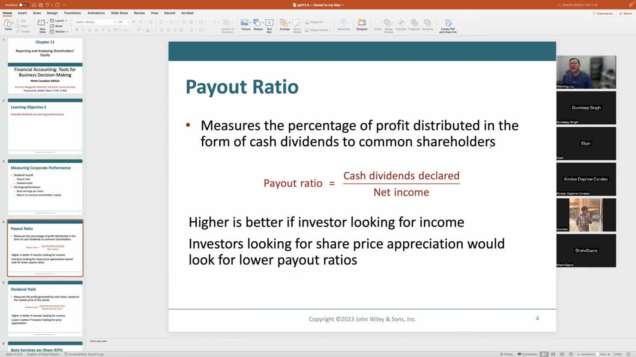Let's say my net income from the business is $100. The company declared, let's say, an $80 dividend. So the net income is 100 and the cash dividend declared is 80. What is my payout ratio? My payout ratio is 80% or 0.8. The idea is that if this number is higher, it's better, because with that income, they are going to receive the cash dividend.